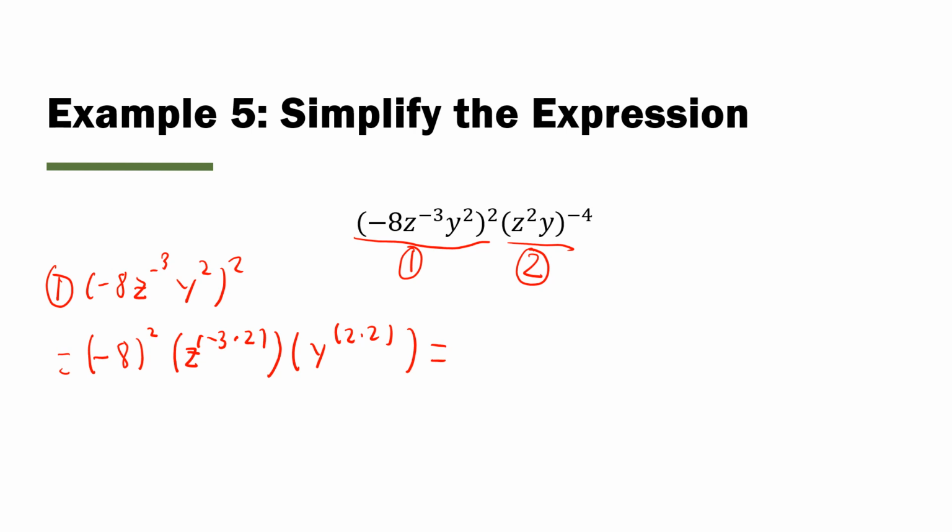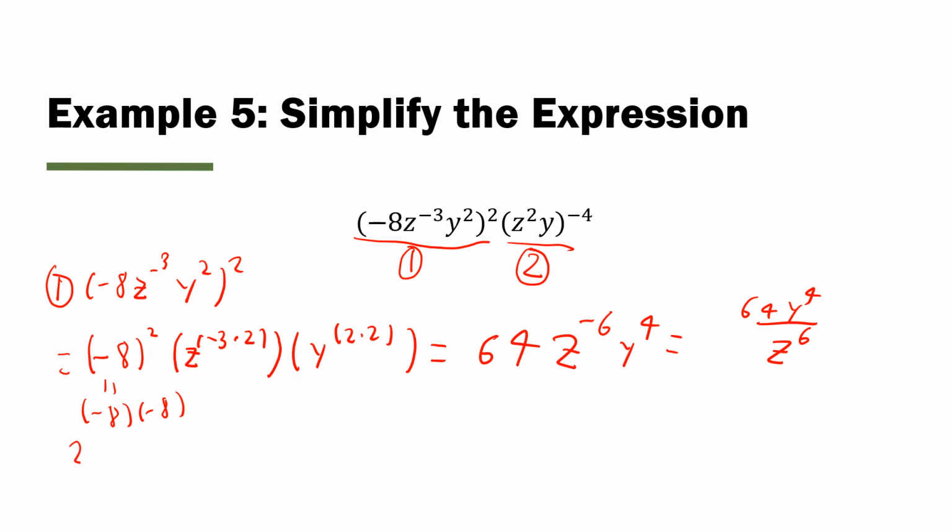So negative 8 in parentheses to the power of 2 is equal to negative 8 times negative 8, which becomes positive 64. Then we have z to the power of negative 3 times 2, which is negative 6. Then we have y to the power of 2 times 2, which is positive 4. I can negate the negative 6 and move my z to the denominator to get 64 times y to the power of 4 divided by z to the power of 6.